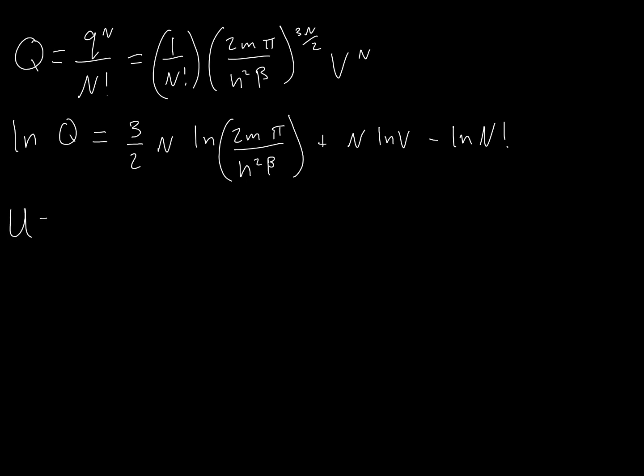Now we'll calculate our internal energy, which is minus the derivative of the natural log of our partition function with respect to beta, which of course, remember, beta is a form of writing the temperature. So we want to see how the total number of energy states changes as I change the temperature, which is effectively what we're asking for what the internal energy is.